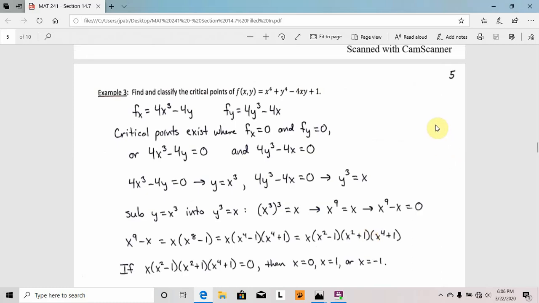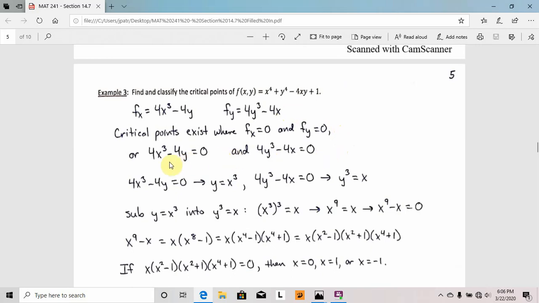Example number 3, where we're going to find and classify the critical points of this function here. So first, figure out where the critical points are. Get the two partial derivatives. Then we say, all right, well, the critical points are going to exist where both partial derivatives are equal to 0. So we would need 4x cubed minus 4y equal to 0 and 4y cubed minus 4x equal to 0.